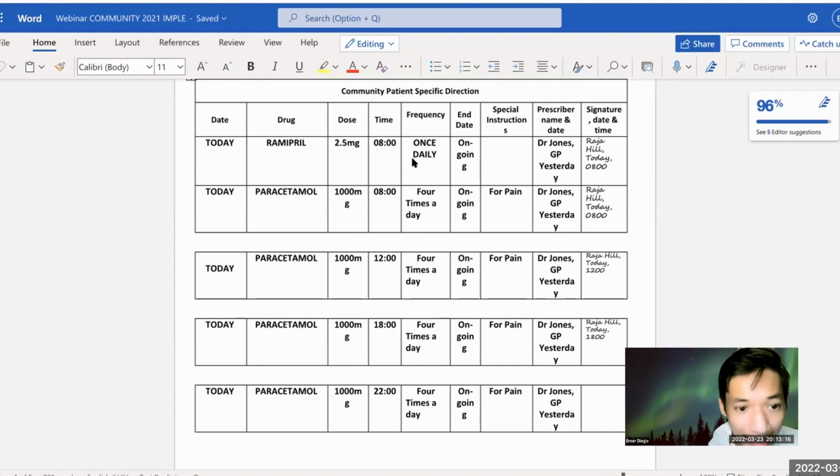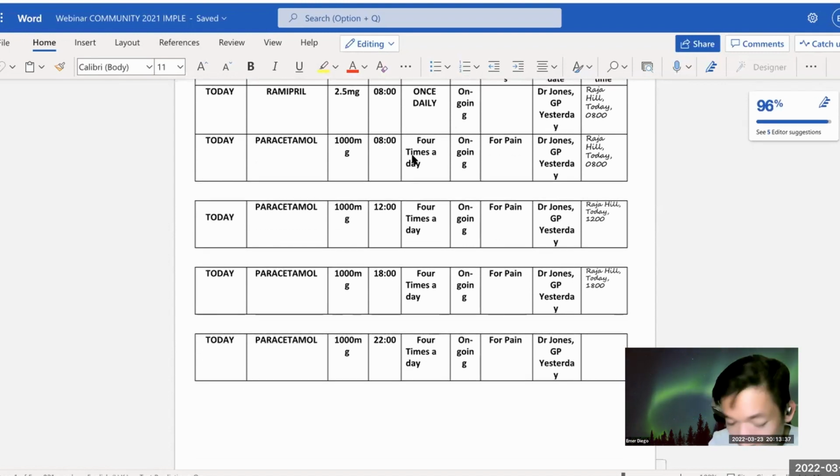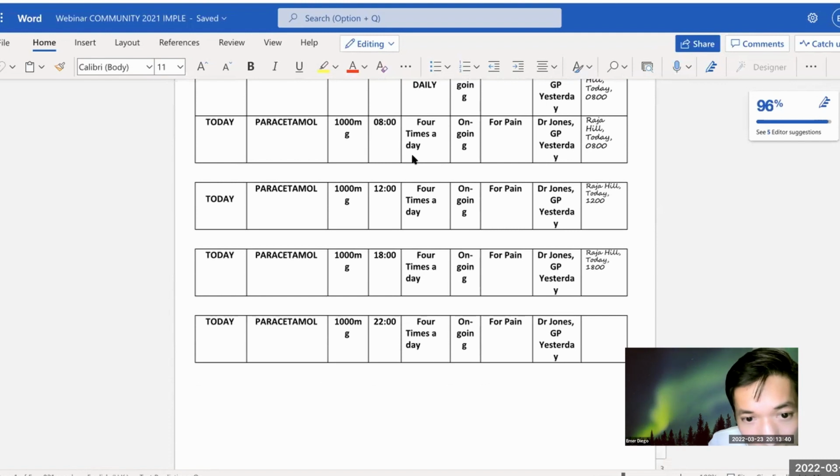Next medication, again today, another paracetamol, 1,000 milligrams, 12 noon, 4 times a day. And it is ongoing for pain, signed by Dr. Jones, GP, signed yesterday. It was given today by Raja Hill at 12 noon. So that means you can see all the paracetamol given to the patient all throughout the day. Okay. Next medication, another paracetamol, 1,000 milligrams, 1800, 4 times a day, ongoing for pain, signed by Dr. Jones yesterday, given by Raja Hill today at 1800 hours. So that means it was given at 1800 hours. Remember, you're meant to give your 2200 medications. Okay.